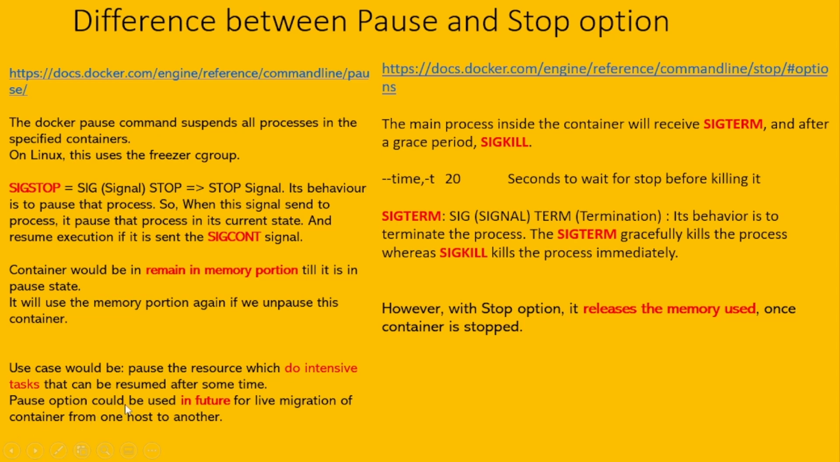The pause option could be used in the future for live migration of containers from one host to another. So it is in the future, and right now this option is not available. The use case for stop would be to stop the container if it is not in use. Obviously if we don't want to use this container, we can stop it right away. I hope you found the basic difference before starting the Docker course.